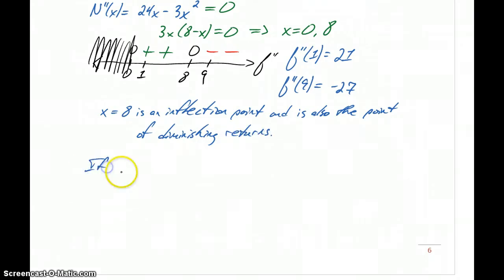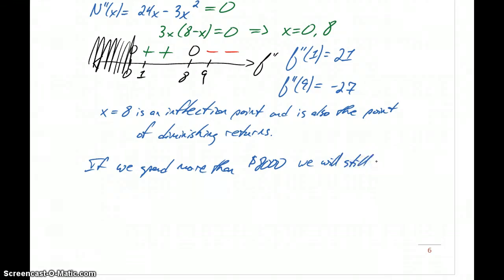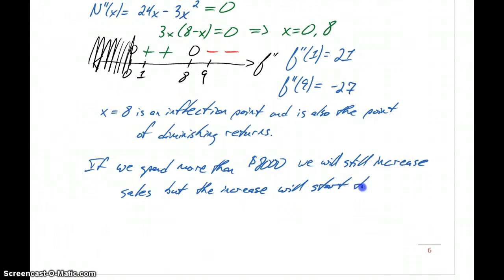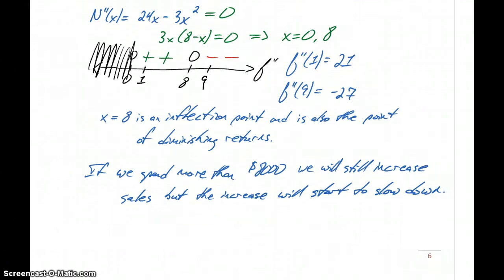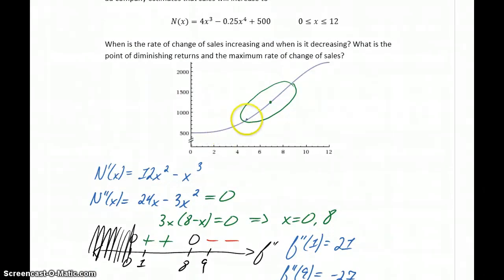So what we're saying is, if we spend more than $8,000 on this advertising campaign, we'll still be increasing sales, but that increase is going to start to slow down. So we're still seeing a return on that investment. Sales are continuing to increase.